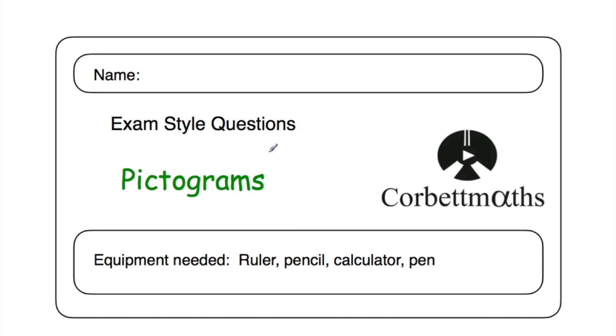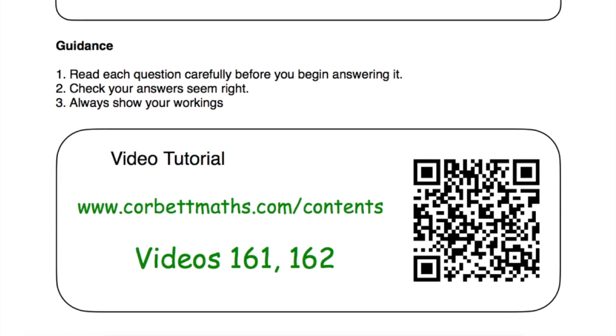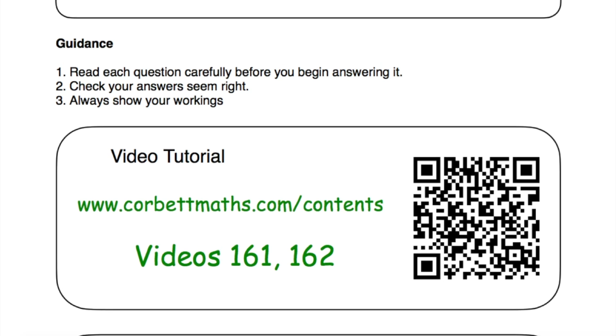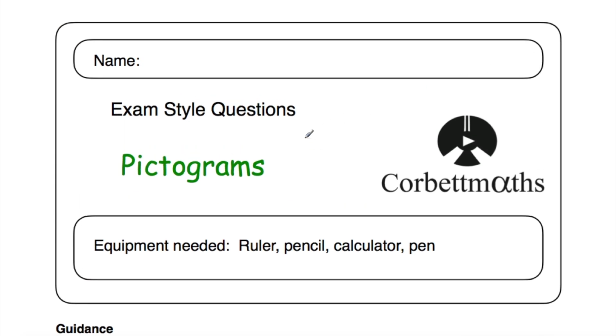In this video, we're going to look at the video solutions to the Pictograms practice questions. If you need any extra help on Pictograms, go to Corbettmaths, go to the videos and worksheets section and scroll down to video numbers 161 and 162, they're quite useful in terms of pictograms. Alternatively, you could scan this QR code. But in this video, we're going to look at the video solutions to the practice questions, so let's get started.